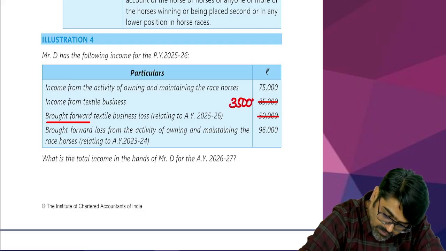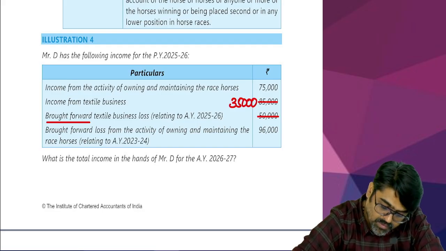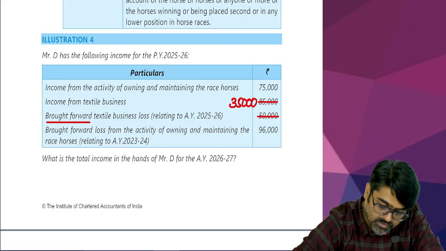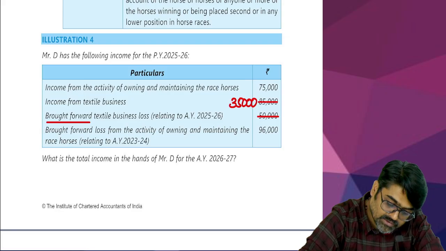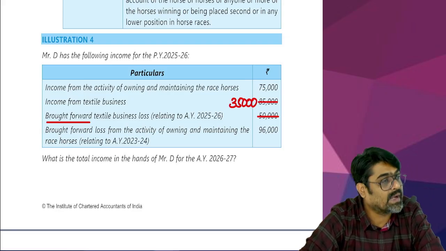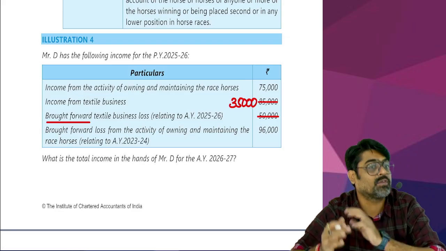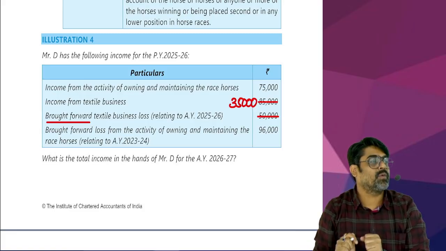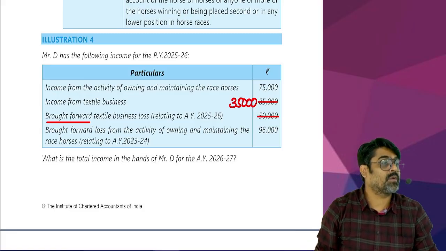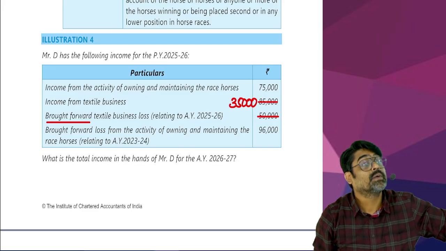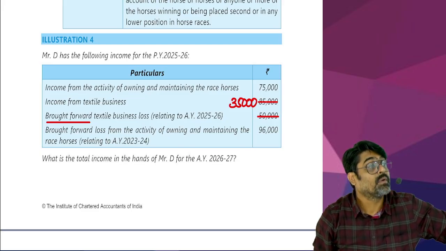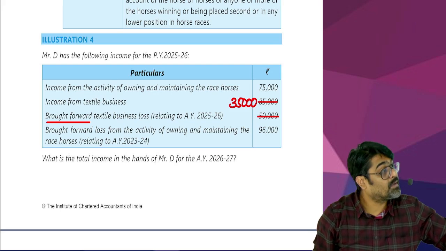Yes or no? Now, do you have brought forward loss from activity of owning and maintaining resources? Yes. So this will be set off against this year's income of activity of owning and maintaining resource. Because any loss from an activity of owning and maintaining resource after its carry forward will be set off against income of activity of owning and maintaining resource in the future.